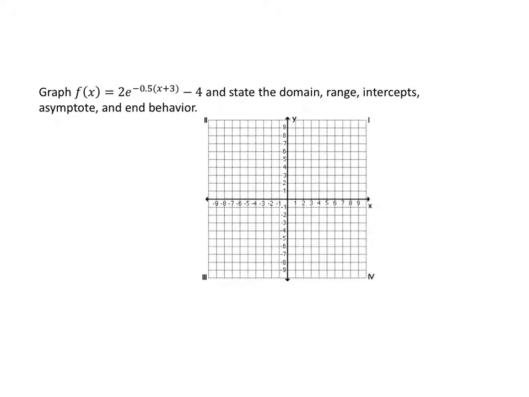So in these problems, we want to graph an exponential function that has e as the base, so it's e to the x. So if we look at this function, it's 2 times e to the negative 0.5x plus 3, minus 4.